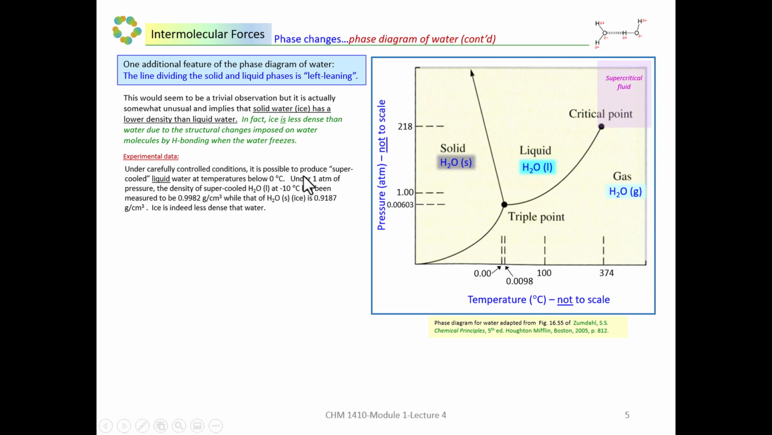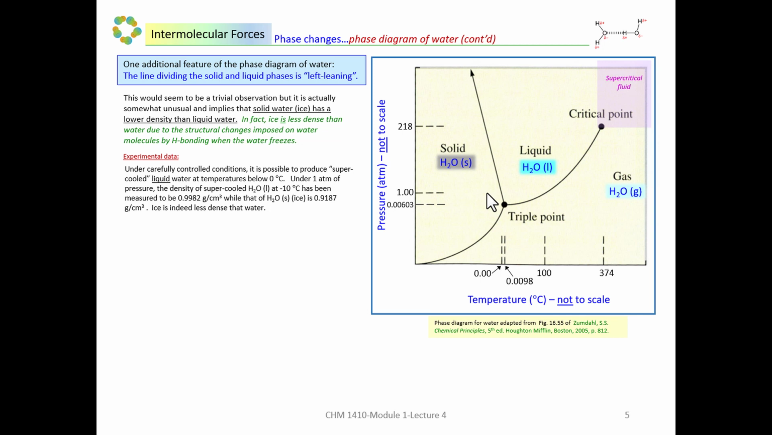Believe it or not, it's possible to produce something called supercooled liquid water at temperatures below 0 degrees. Under 1 atmosphere of pressure, so this would be right here on the graph on the y-axis, and minus 10 degrees, so we'll have to guess where that is, let's say about here. Under very tightly controlled experimental conditions, it's possible to trick water into staying in the liquid form.